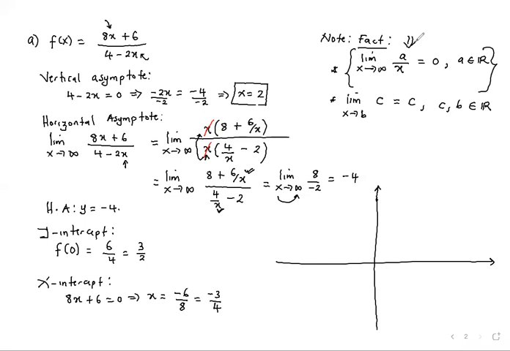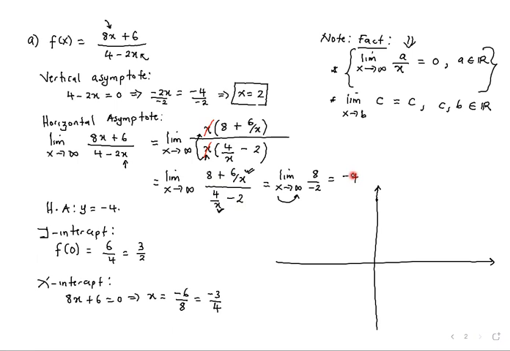The first one is that the limit as x goes to infinity of a number over x is 0. And the limit of a constant is the constant itself. And by using that, you find yourself having this part here 0 and this part here 0. Then you have 8/-2, which is just -4.